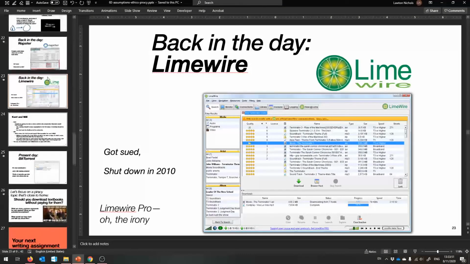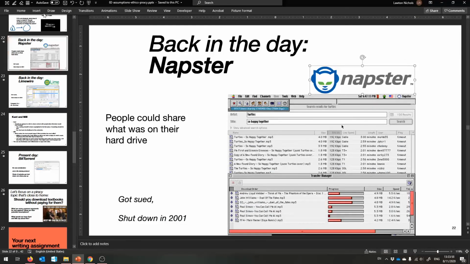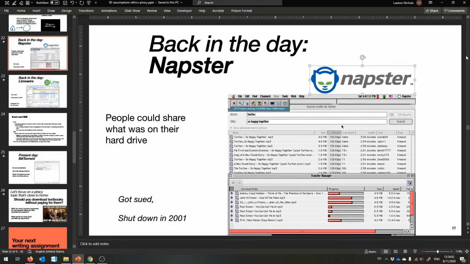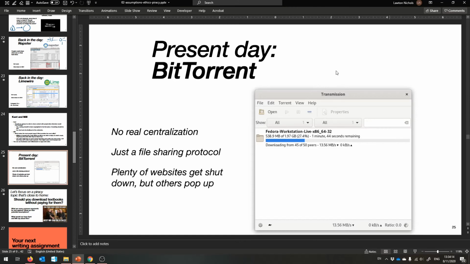LimeWire could go down, Napster could go down because you're actually connected to LimeWire's server, Napster's server. All the people who had files, they didn't immediately connect to each other. There was a hub. There's a bunch of little hubs, and every user would connect to those hubs, which would then put them in contact with the right people who had those files. BitTorrent, on the other hand, gives you access straight to the person who has that file.